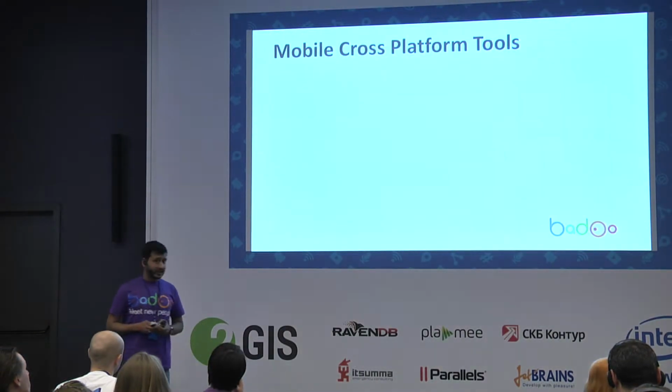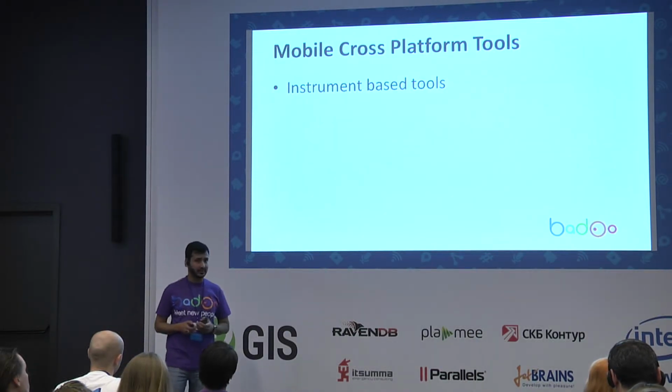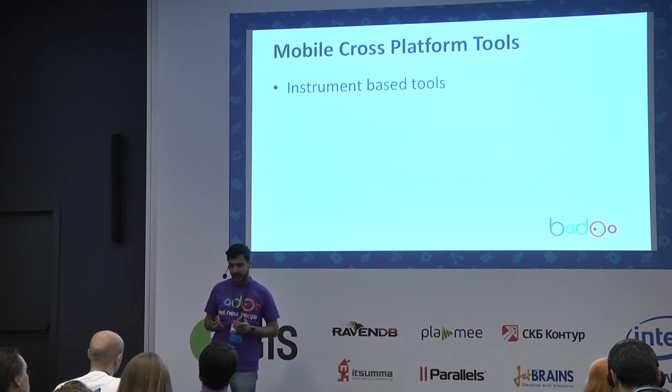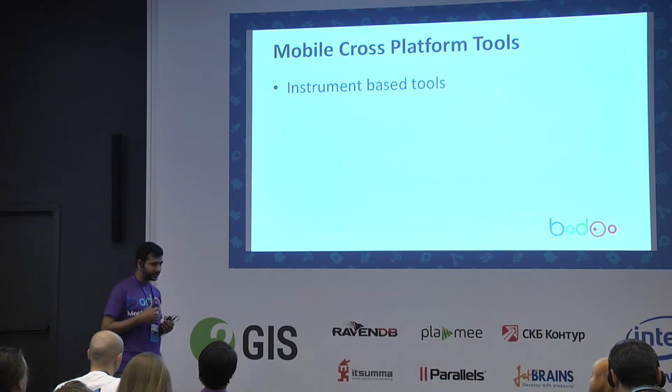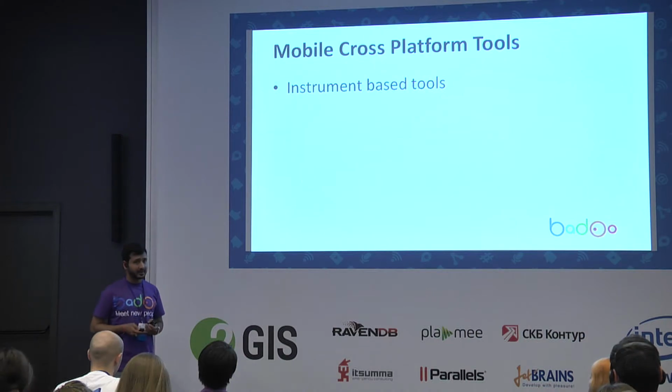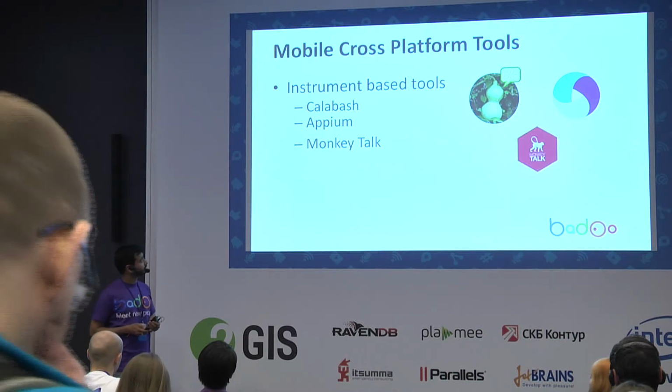So I would categorize the cross-platform tools into two categories. The first one is instrument-based tools. Instrumentation is actually a framework provided by the vendor-specific platforms which will give you access to your application process. Since you have more access to your application process through the instrumentation, you can do any operations in a more stable and predictable way. The tools developed based on instrumentation are Calabash, Appium and MonkeyTalk.